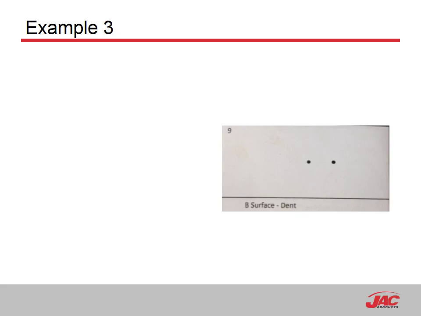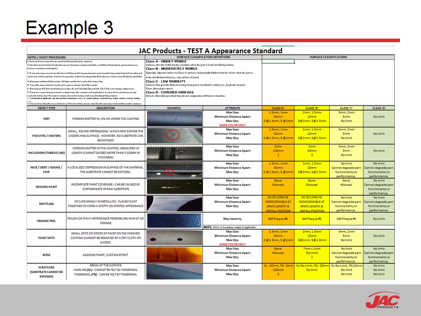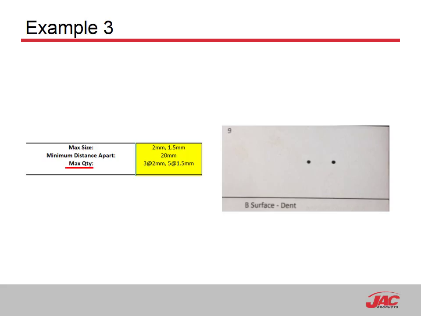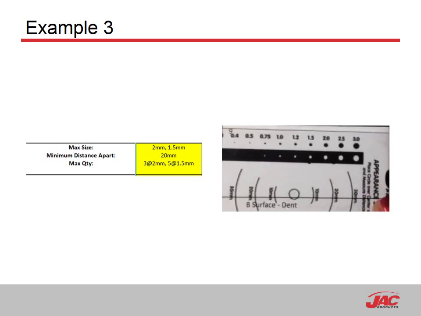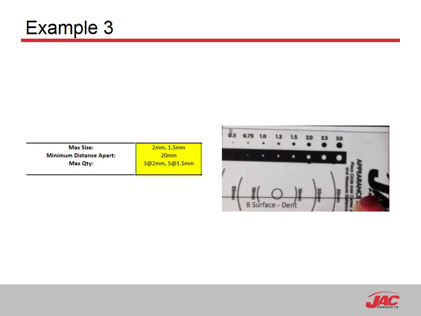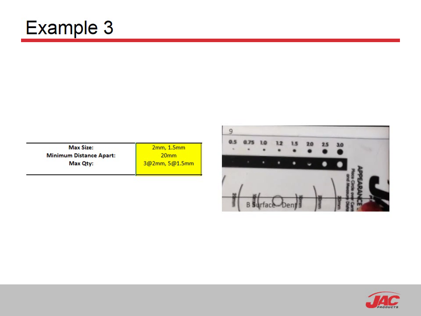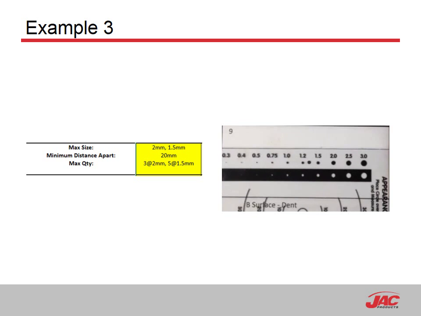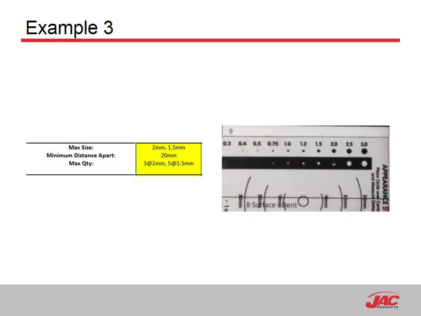Here's another example. This one is on the B surface and it's a dent. We look at the appearance standard and find dent on the B surface, and here is the criteria. Okay, the standard allows 3 defects at 2 millimeters in size and 5 defects at 1.5 millimeters in size. This part only has 2 defects. We will use the 2 millimeter size circle since there are only 2 defects. Again, if there were 4 or 5 defects, we would have to use the 1.5 millimeter size circle.